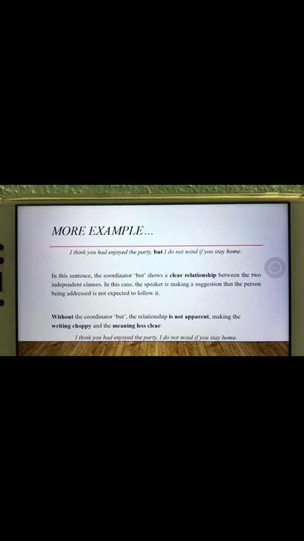How about if the sentence is without a coordinator, but? So the relationship becomes not apparent, making the writing choppy and the meaning less clear. For instance, I think you had enjoyed the party. Full stop. I do not mind if you stay home. Therefore, these two sentences without the coordinator become meaningless.